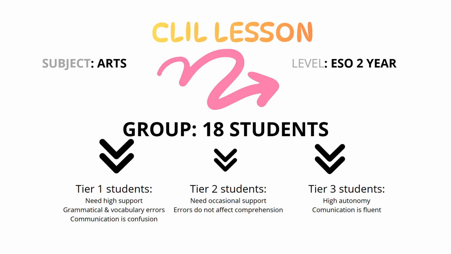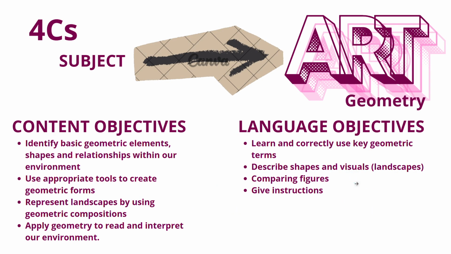Tier 2 students need occasional support. They write complete sentences and express ideas clearly with some errors that don't affect comprehension. And Tier 3 students have high autonomy. They write complete sentences with appropriate vocabulary and grammar. Communication is fluent.